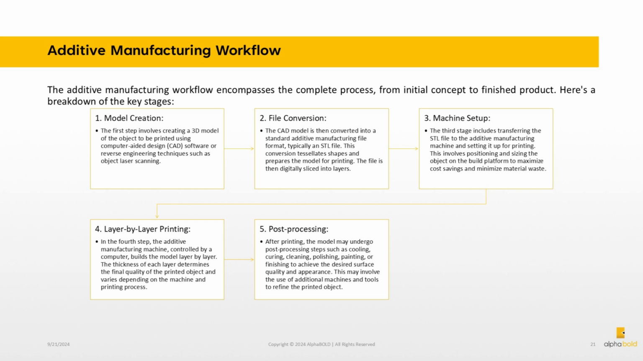5. Post-processing. After printing, the model may undergo post-processing steps such as cooling, curing, cleaning, polishing, painting, or finishing to achieve the desired surface quality and appearance. This may involve the use of additional machines and tools to refine the printed object.